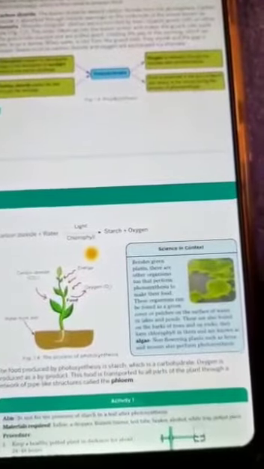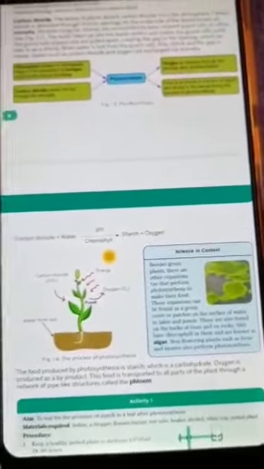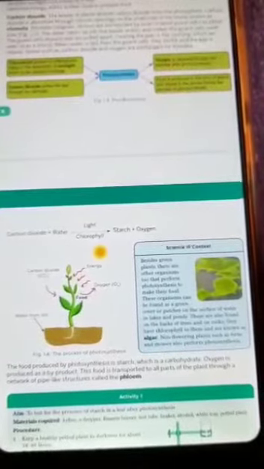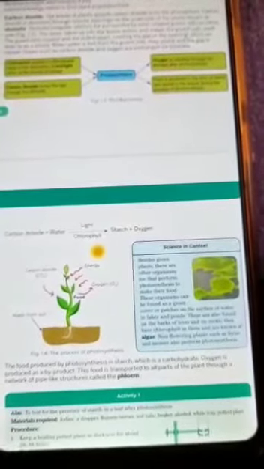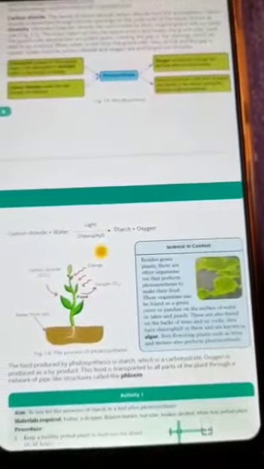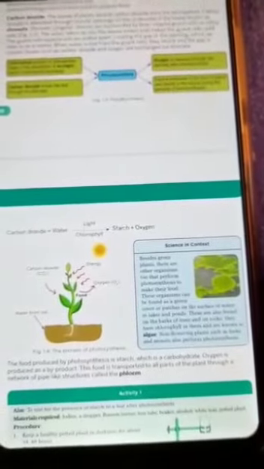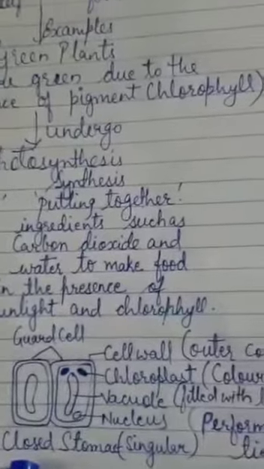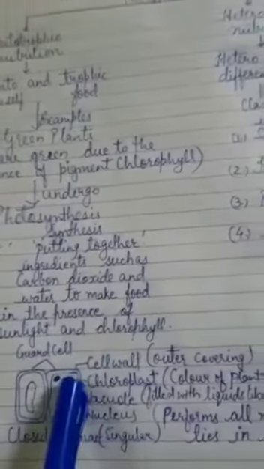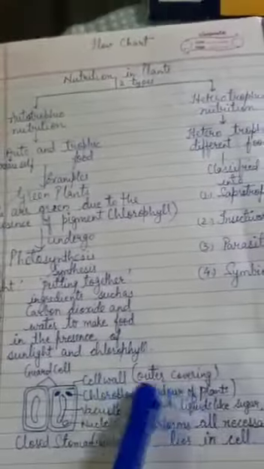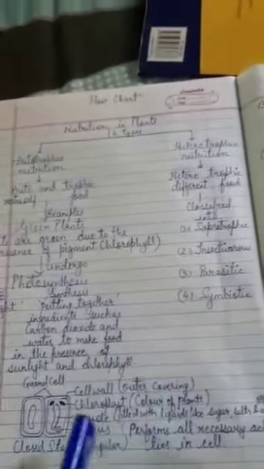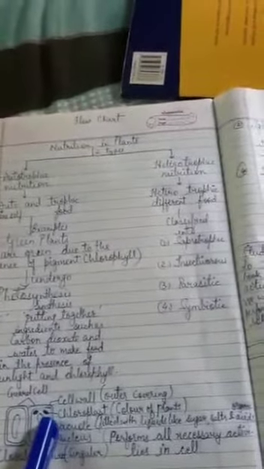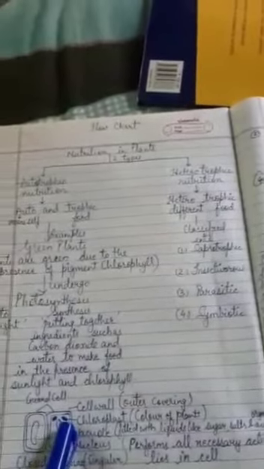Chlorophyll absorbs sunlight and converts it into chemical energy which is then used to prepare food. Carbon dioxide enters the leaf through tiny pores called stomata. As you can see the structure of stomata over there, this is the closed stomata right now. You see the outer wall is made up of cell wall. It is the outer covering of stomata. This is the chloroplast by which the plants are green in color.